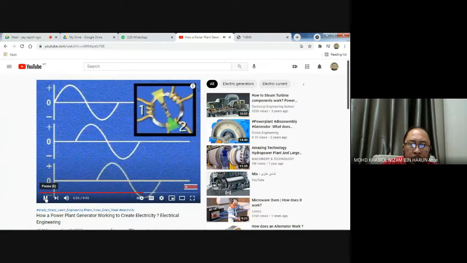In the third phase, okay, so same thing, the concept of how a generator works. So we will look into the next.